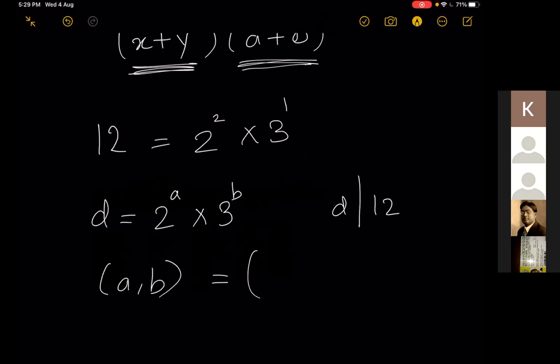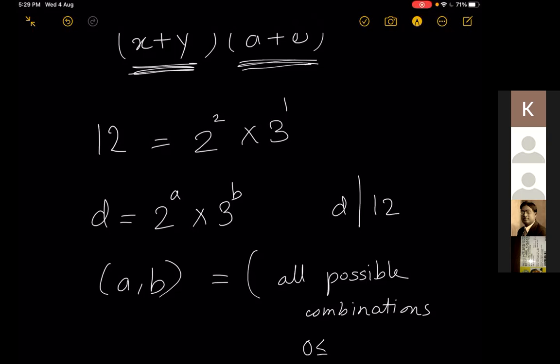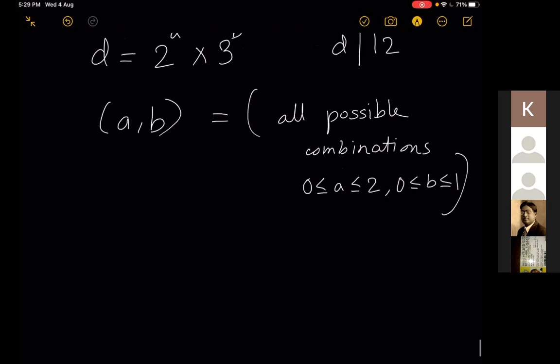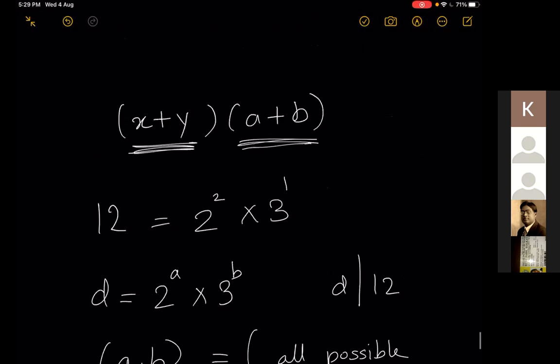1, 0, 1, 1, 0 means there will be the ones which we derived earlier. Like all possible combinations, na? All possible combinations for a less than equal to 2 and b less than equal to 1. Yeah, very good.